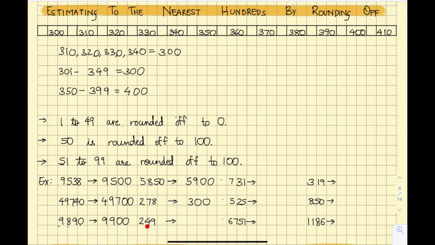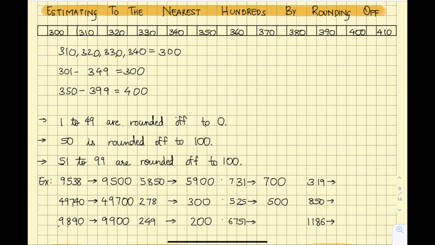Then 249. 49 again, 1 to 49 are rounded off to the nearest 0. So for 249, the nearest 0 is 200. So this will be rounded off as 200. Then we have 731. You see 31 comes into the first category, 1 to 49, which is rounded off to the nearest 0. So for 731 the nearest 0 is 700. Then the next example, 525. Again 1 to 49 is rounded off to the nearest hundreds. So the nearest 100 is 500. Only 600 is the next. So we round it off as 500.